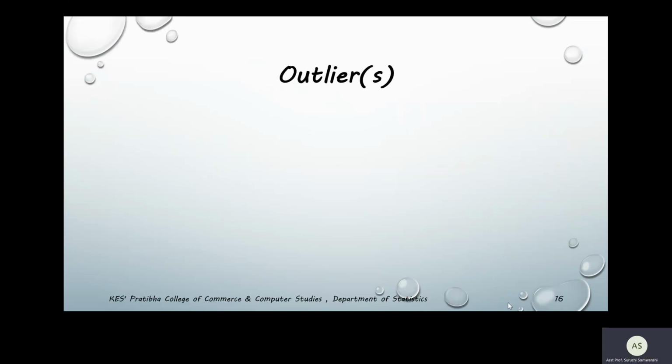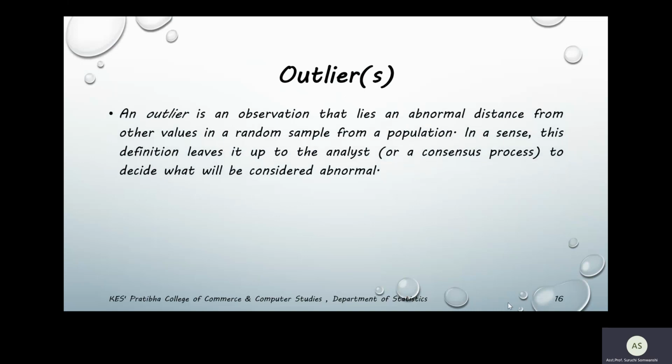The next term is outliers. An outlier is an observation that lies an abnormal distance from other values in a random sample from a population. In a sense, this definition leaves it up to the analyst to decide what will be considered abnormal. In general, we can say that one or more points from the data or from the observations that do not fit the overall pattern of the observations are called outliers.